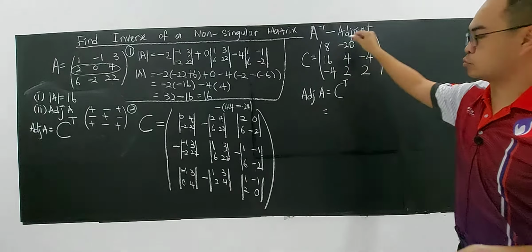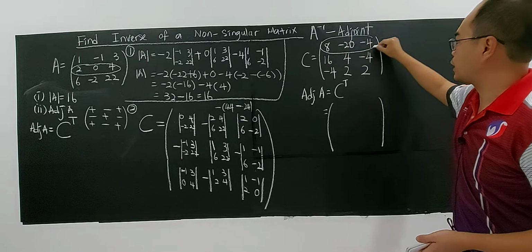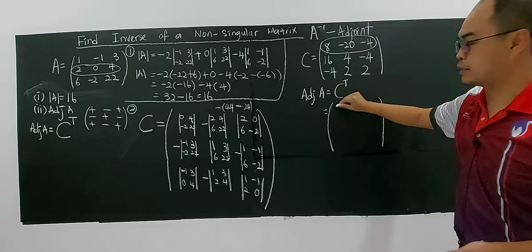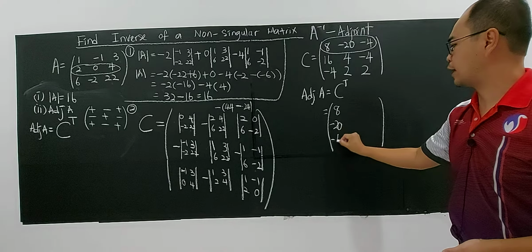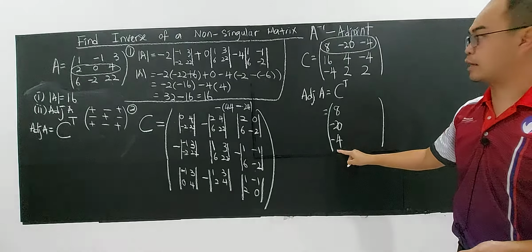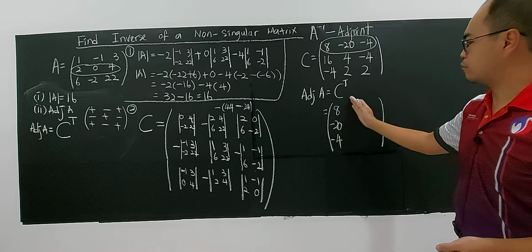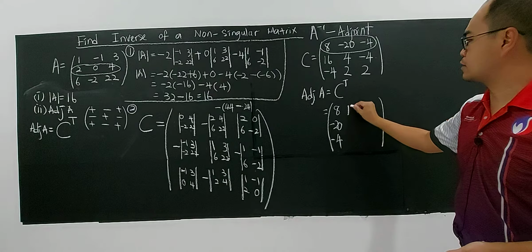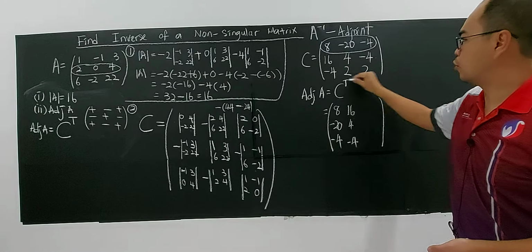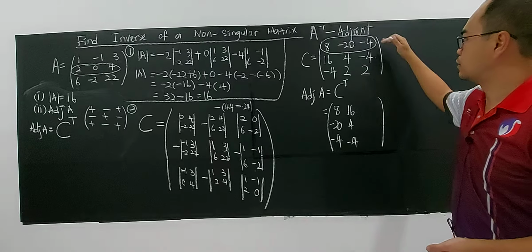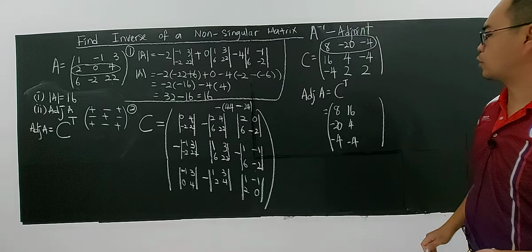Do you remember how to transpose a matrix? Very simple. You change the row to become a column. Baris menjadi lajur. Means 8, negative 20, negative 4. Baris kedua, the second row will become 16, 4, negative 4. And for this row, it will become the third column. The first row becomes the first column. The second row becomes the second column.